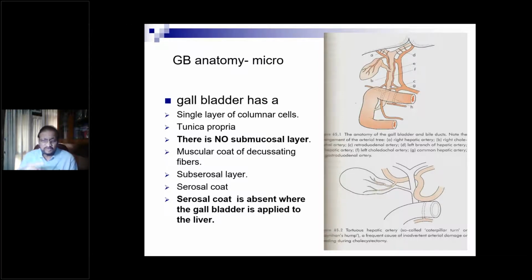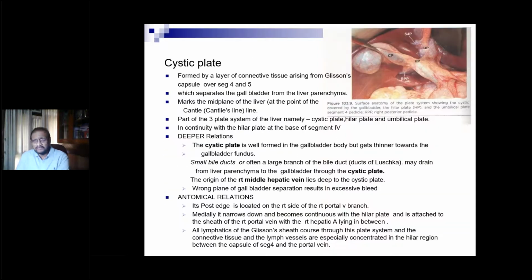Straight away, it jumps onto the muscular coat, the subserosal layer and the serosal coat. And the second difference from the normal anatomy is that there is no serosal coat where the gallbladder is applied to the liver. So two differences from the normal wall of the GI. Number one, there is no submucosal layer, and number two, the serosal coat is absent where the gallbladder is applied to the liver. And then comes the understanding of what is known as the cystic plate.